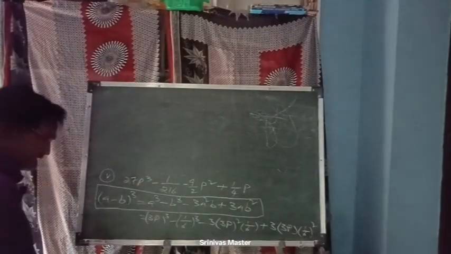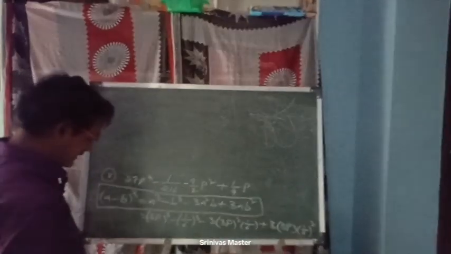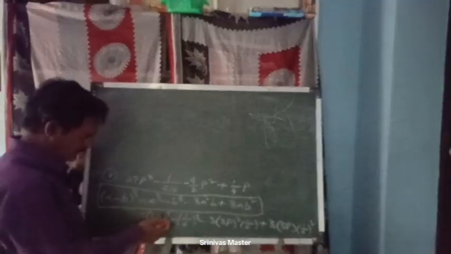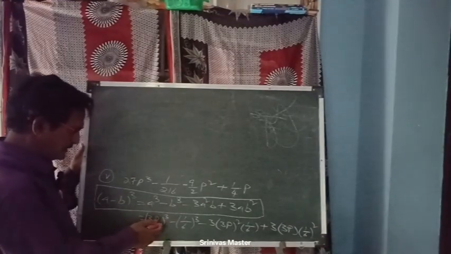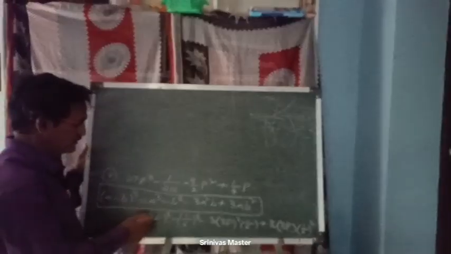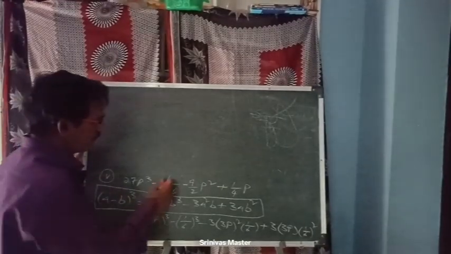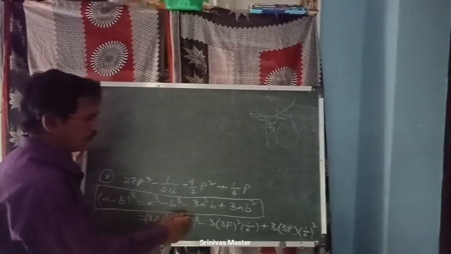See children, the next step is the result only. Just identify (3p)³. (3p)³ belongs to 27p³, because 3 cube into p cube, and 3 cube is 27, so 27p³. Now 1 by 216 means (1/6)³. That means 6 cube, and 6 cube means 216. 1 cube is 1 only.